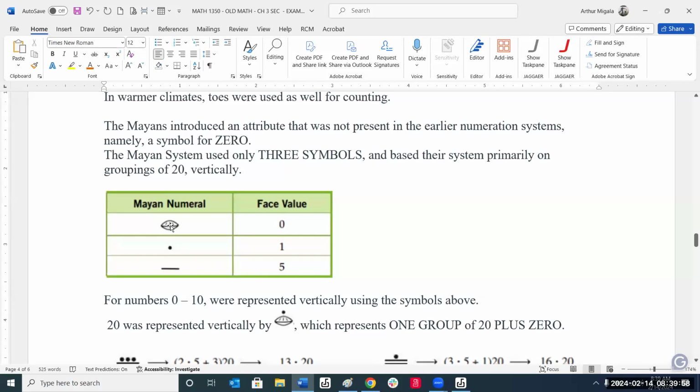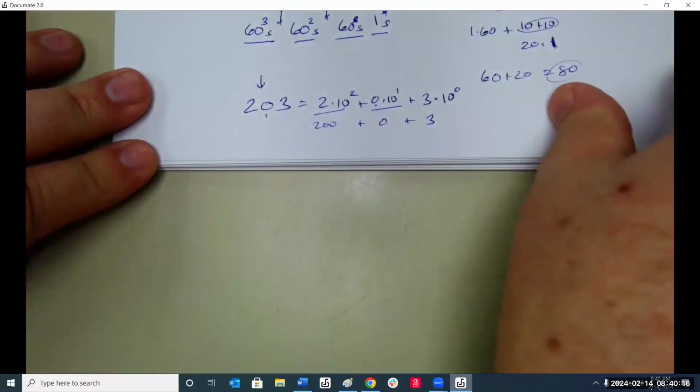So the seashell was a zero. The dot was a 1, and the horizontal line was a 5. The Mayan system is vertical. What does that mean?